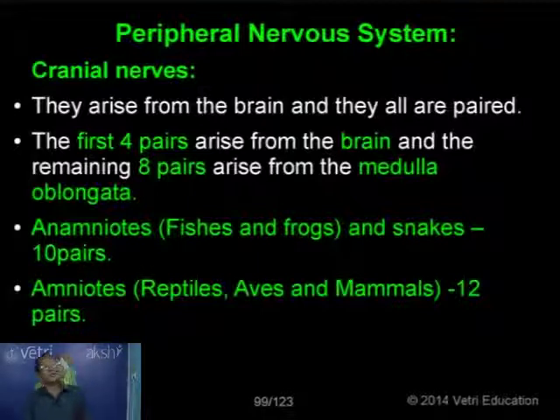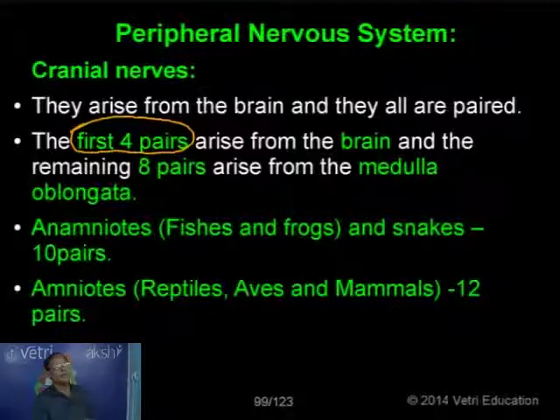One, cranial nerves. Those nerves arising from the brain are called cranial nerves. All the nerves are paired. In human beings, there are 12 pairs of cranial nerves. Out of the 12 pairs, 4 pairs originate from the brain. The remaining 8 pairs originate from the medulla oblongata. The first 4 pairs, for example the optic nerve and the auditory nerve, include 2 sensory nerves and 2 motor nerves, and all 4 originate from the brain.